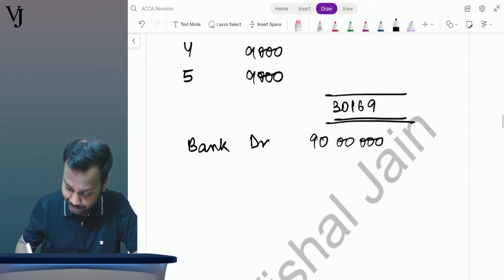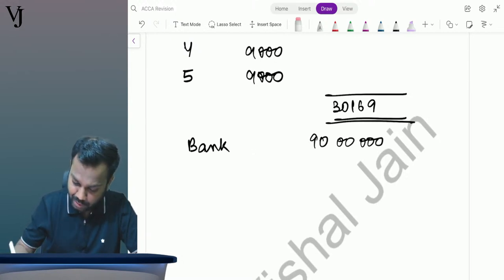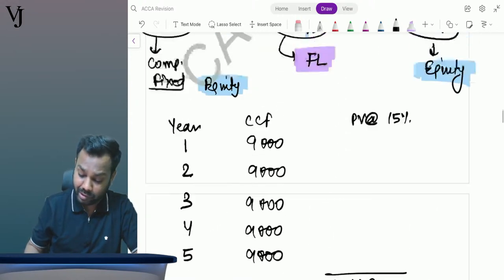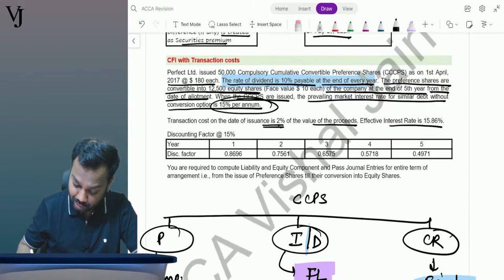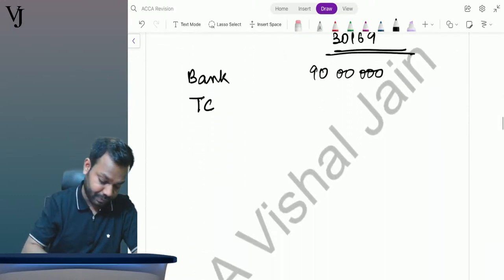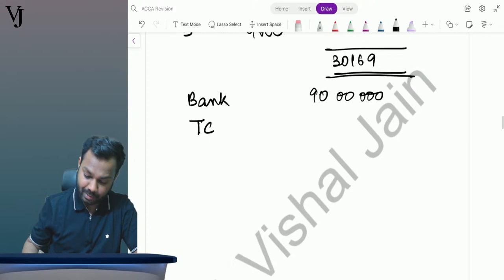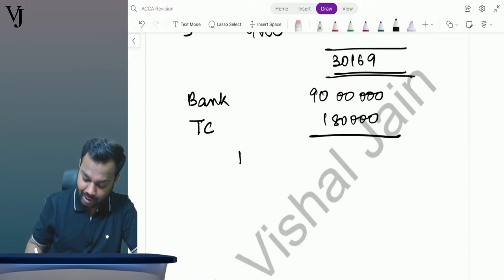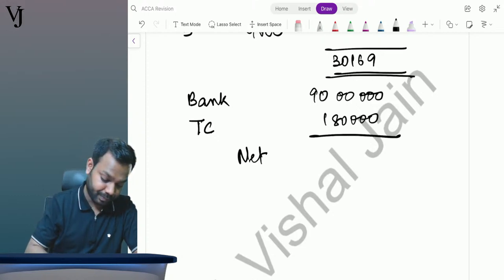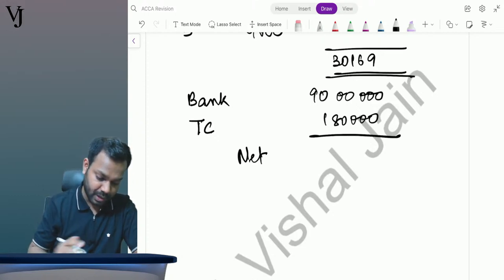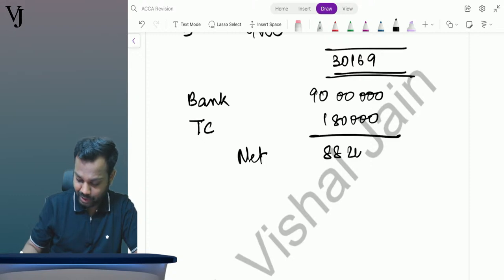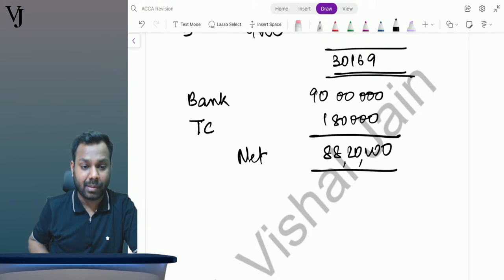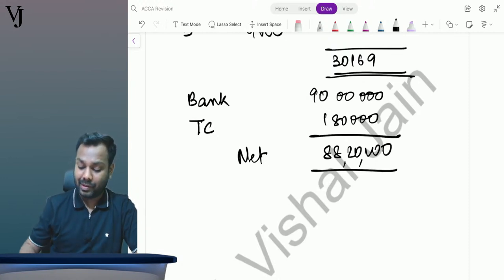Now further it says that I have incurred some transaction cost. Transaction cost of 2%. That becomes 180,000. So what is the net amount received? 88,20,000 is the net amount received. Right? Now what happens here?